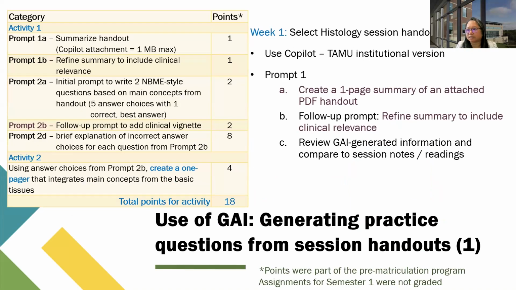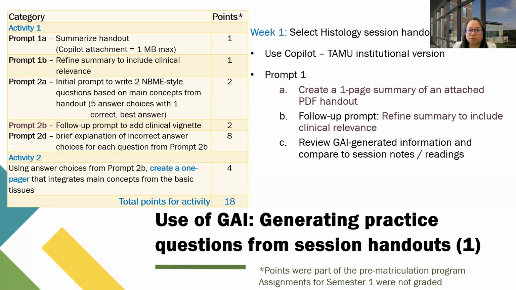So this one essentially describes the activity. It was a two-part activity. The first one really is in working and how to use prompt engineering. And then the second one is the activity where they use it to integrate concepts from one of their handouts. So just make a note that in this particular one, there were total points associated with it.